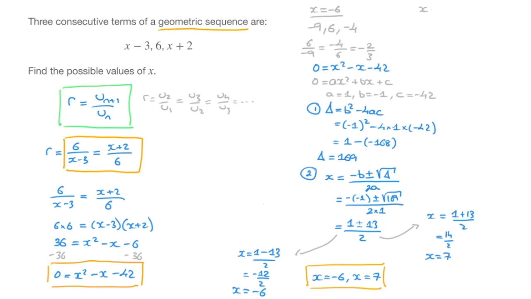Next, if x were equal to 7, then these three terms would become 7 minus 3, so that's 4. The middle term would still be 6, and the third term would be 7 plus 2, which is 9. And again, we can check that this is a geometric progression by making sure that 6 over 4 equals 9 over 6. Looking at these two fractions, it doesn't take too long to see that they're both equal to 3 over 2, which would be the common ratio for this sequence.